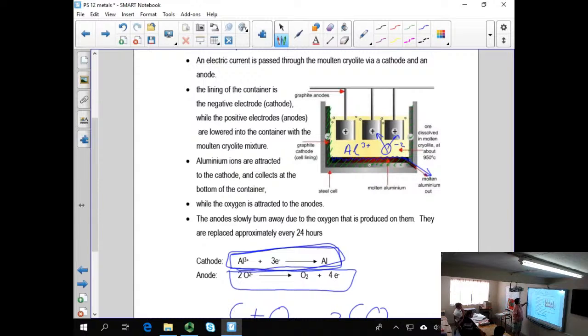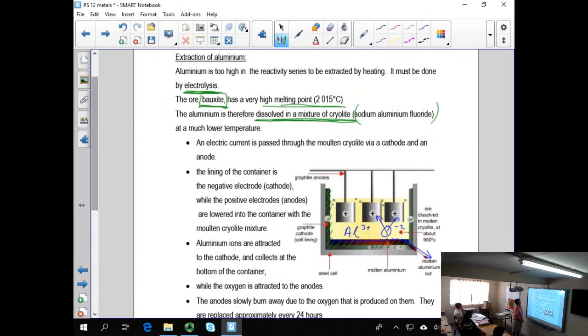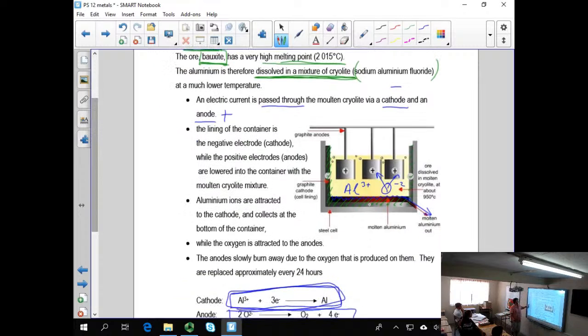All right, so let's have a look there. An electric current is passed through the molten cryolite via a cathode and an anode. What is a cathode? Negative electrode, and an anode is a positive electrode. The lining of the container is the negative electrode, the cathode.